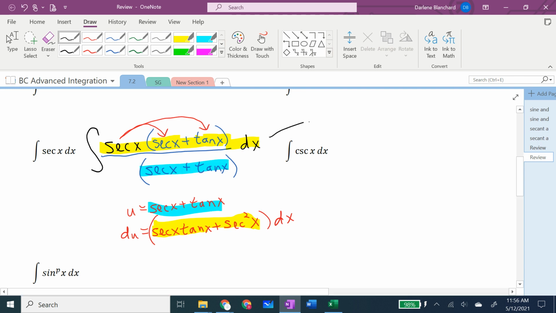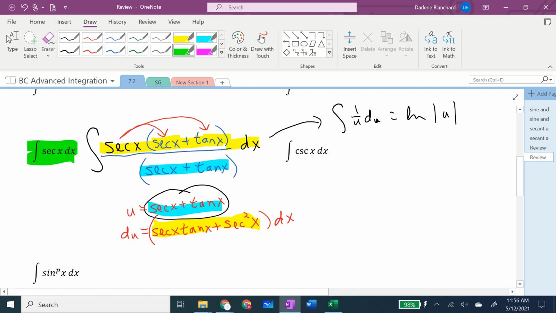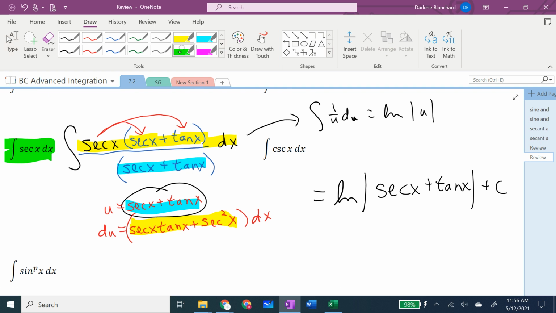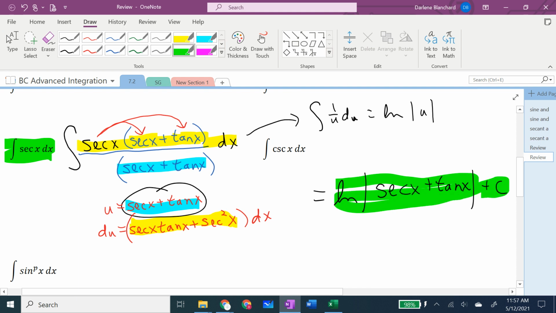So this integral turns into the integral of 1 over u du, and we go to natural log of the absolute value of u, and u is secant x plus tangent x. So that is telling us that the integral of secant x is equal to the natural log of the absolute value of secant x plus tangent x, plus c, of course.